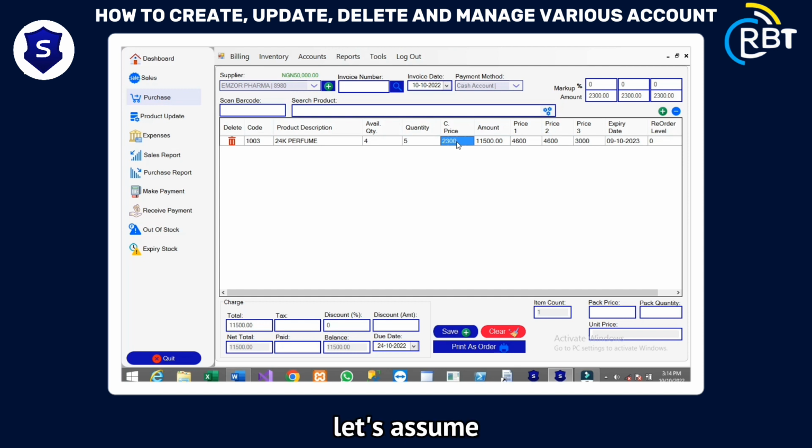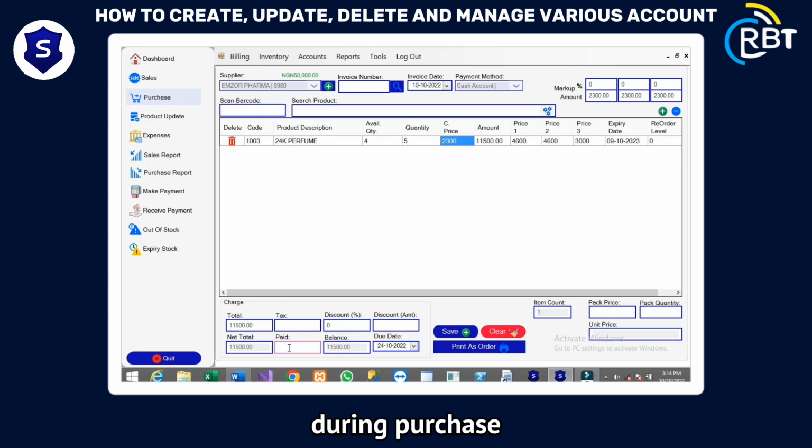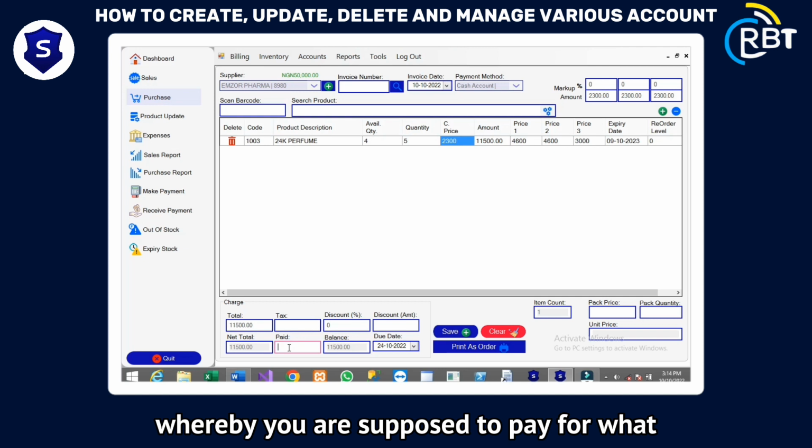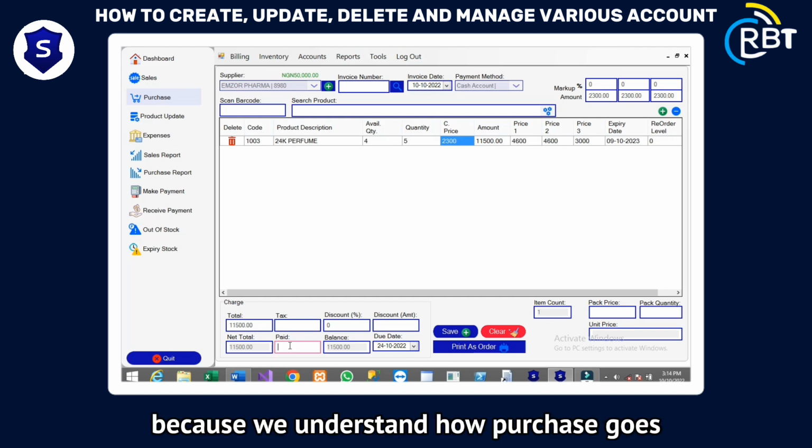So let's assume by default it shows that I'm not paying this particular invoice during purchase, unlike sales whereby you are supposed to pay for what you are buying immediately. The customer is supposed to pay immediately, so if you're not paying, you just zero it. But now by default payment is 0 because we understand how purchase goes.